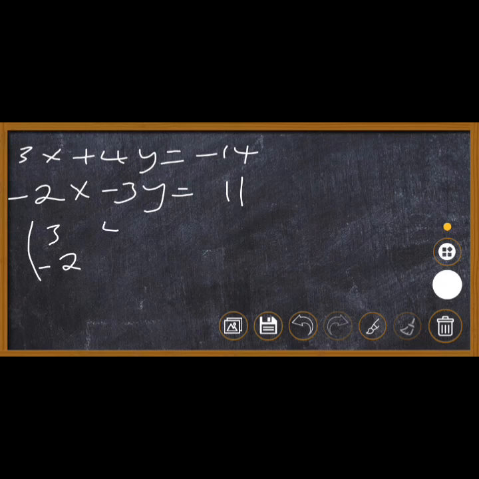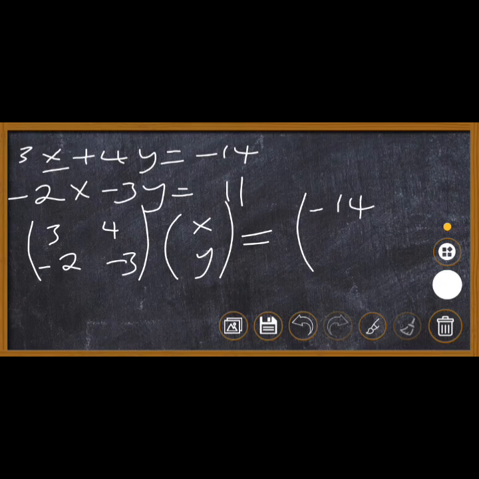Of course, we know it's 4 and negative 3 there. Here we are going to have x and y, since these are the values we are looking for. By the way, there can be any variables present in the expression. It's not always x and y. So after we are done with this, you find the inverse of this.